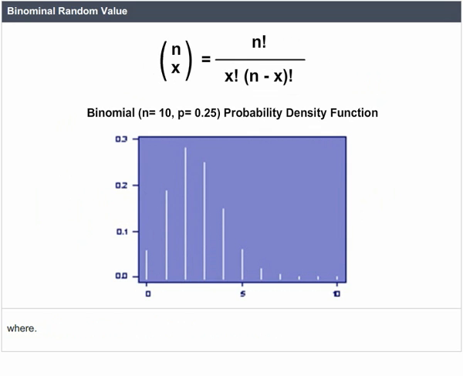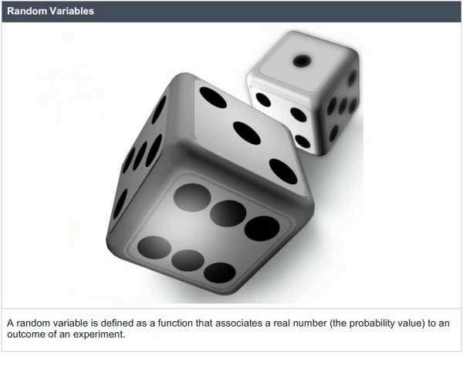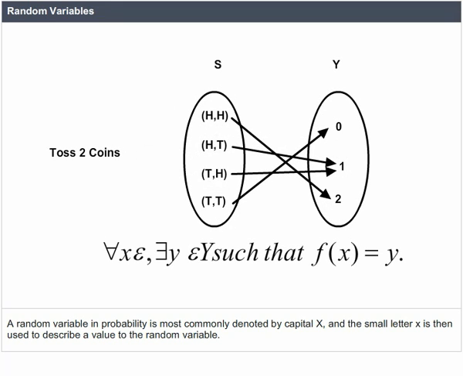Probability density function. Random variables. A random variable is defined as a function that associates a real number, the probability value, to an outcome of an experiment. In other words, a random variable is a generalization of the outcomes or events in a given sample space. A random variable in probability is most commonly denoted by capital X, and the small letter x is then used to describe a value of the random variable.